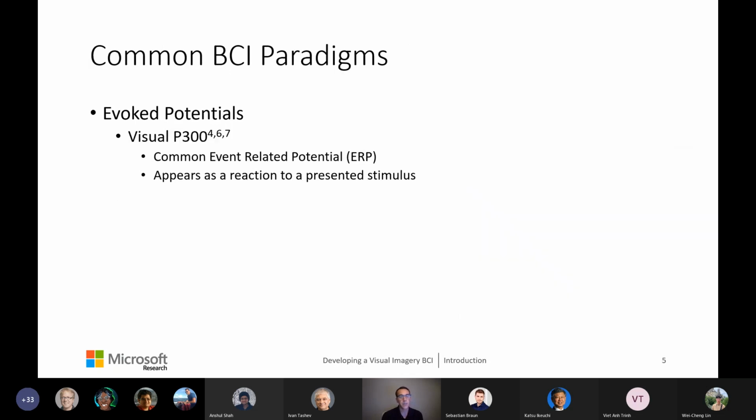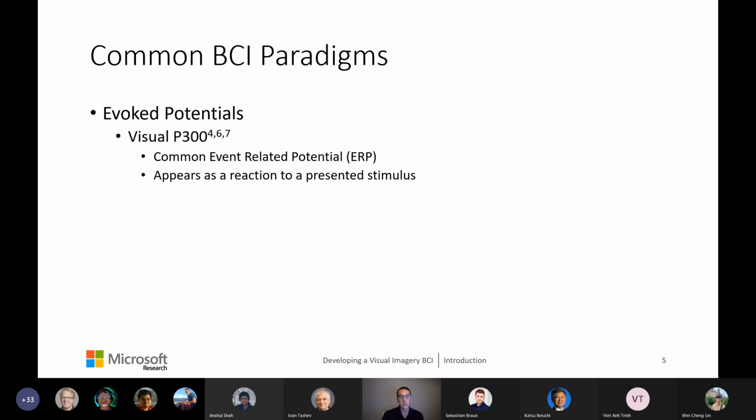So next, I'd like to talk about some of the common BCI paradigms used in BCI applications. These paradigms fall into two different camps: evoked potentials and non-evoked potentials. An evoked potential would be providing a participant with some sort of external stimulus and measuring the brain's response to that stimulus. A non-evoked potential would be participants engaged in some sort of imagery, like an endogenous stimulus, and you're just measuring their brain activity during that imagination.